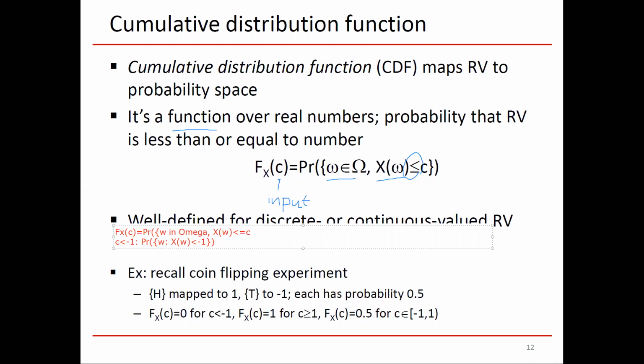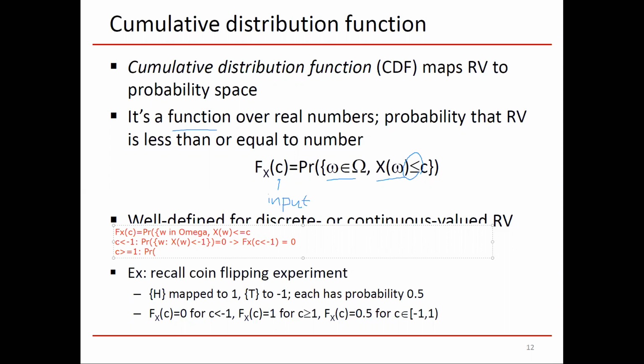But if we're looking at the definition of our random variable, it's mapped to +1 when we have a head, -1 when we have a tail. It's never mapped to anything less than -1, and therefore X of omega is never less than -1, hence the probability is 0. And because of that, F_X(c) for c less than -1 is equal to 0. The next case is c greater than or equal to 1.